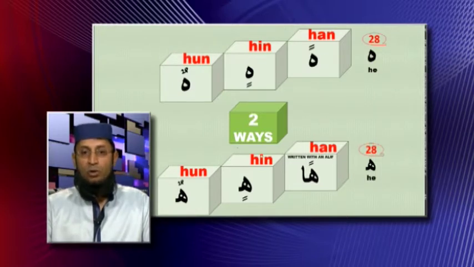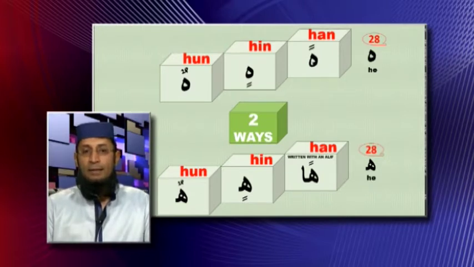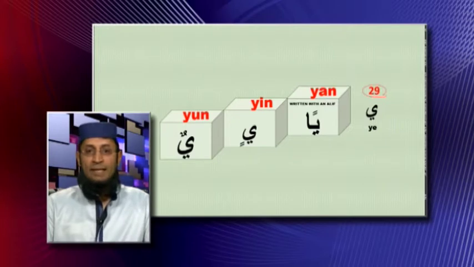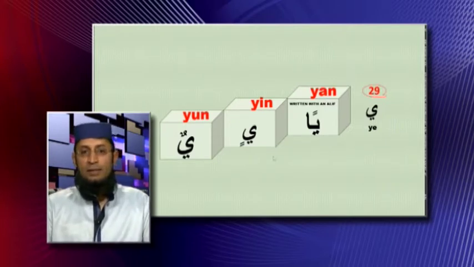So there are two ways we normally write it. Let us look at how we pronounce it with fathatain: han, han at the bottom. Hin in the middle, kasratain. Hin at the bottom, kasratain. Hun with dhammatain on top, and hun dhammatain at the bottom. Han, hin, hun.